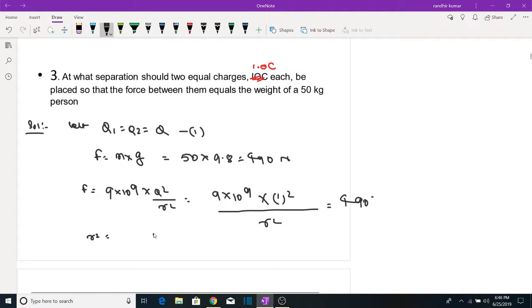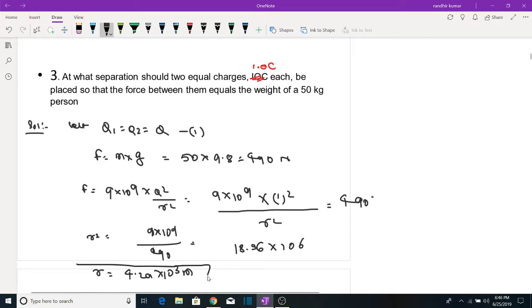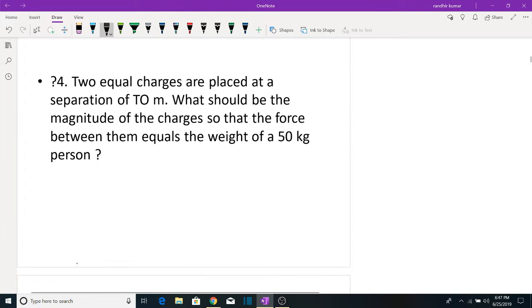So R square is equal to 9 into 10 to power 9 upon 490, that is 18.36 into 10 to power 6. So R is equal to 4.29 into 10 to power 3 meter, that is the answer. So we discussed 3 questions. Clear?